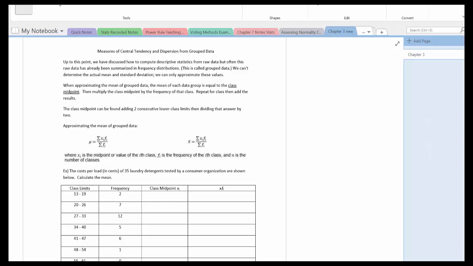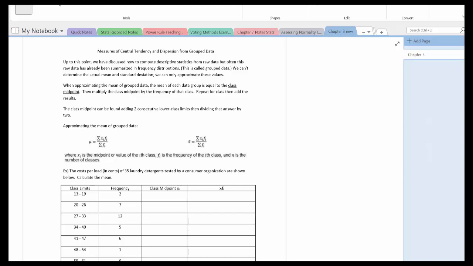In this video, we're going to talk about the measures of central tendency and dispersion from grouped data. Up to this point, we've discussed how to compute descriptive statistics from raw data. But often this raw data has already been summarized in a frequency distribution, in other words, grouped data. We can't determine the actual mean and standard deviation. We can only approximate these values.